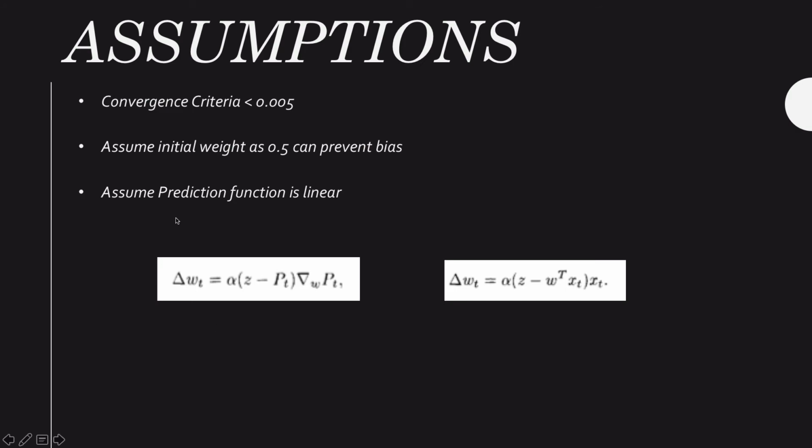Also, Sutton's paper assumes the initial weight as 0.5 to prevent bias. I explain why this is justified in my report. It also assumes the function is linear, since it works fine in this experiment.